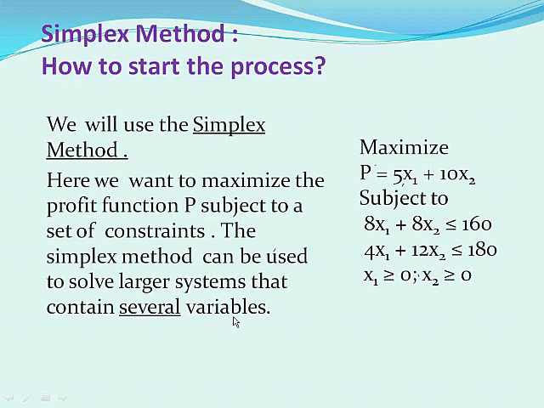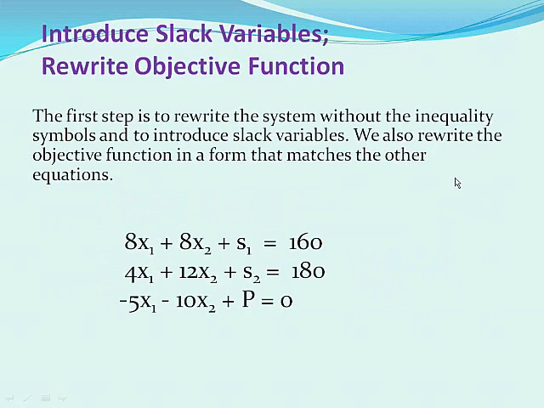We are going to look into the simplex method, how to start the process. We have a problem here to maximize p equal to 5x1 plus 10x2 subject to 8x1 plus 8x2 less than or equal to 160, 4x1 plus 12x2 less than or equal to 180. 2 constraints. We might want to notice that the simplex method can be used to solve larger systems that contain several variables.